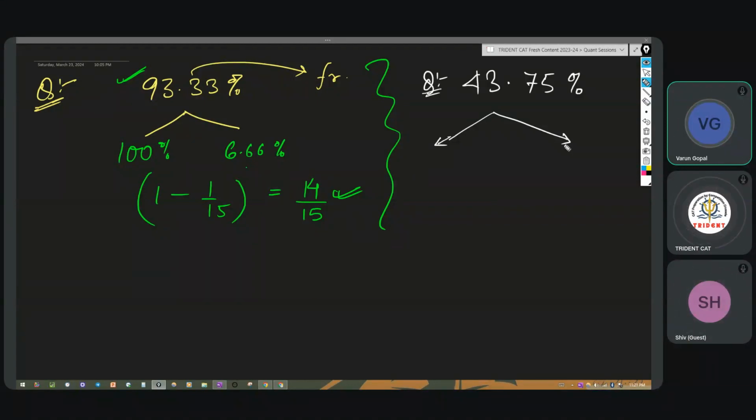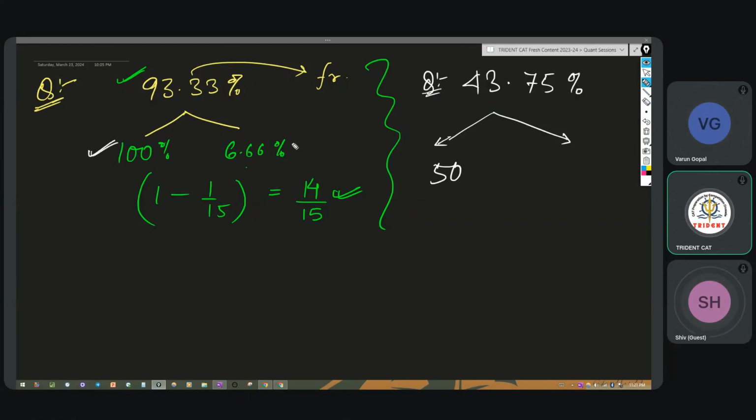1 by 16, 1 minus 1 by 16. No, no. Varun, you are right. You are going in the right direction, but you did the calculation a little erroneously. It is not 1 minus that. 50 minus 6.25. Yes, 1 by 2.